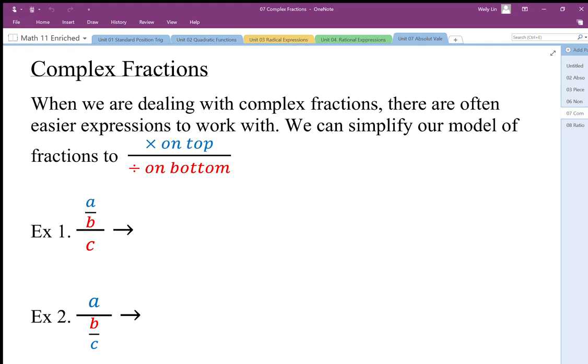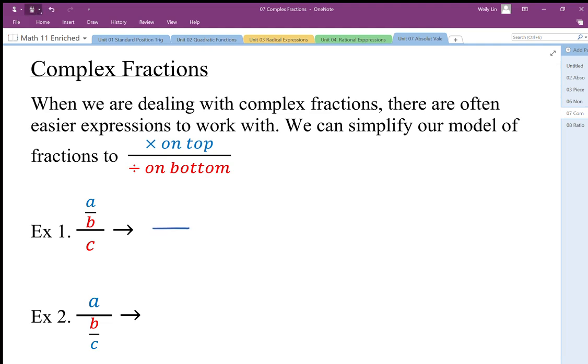When we're dealing with complex fractions, it's often easier to work with much more simplified expressions. And we can basically simplify a fraction, any fraction, into times on top, divide on bottom. There's only two parts to a fraction, a numerator and a denominator. So when we look at a complex fraction like this, or embedded fraction, we can just ask ourselves, are the factors that are involved times or divide?